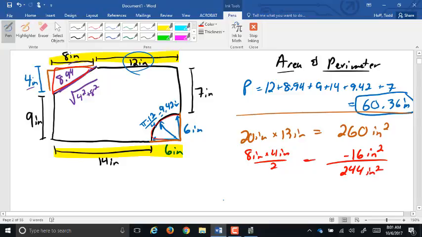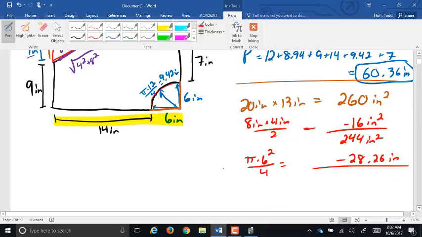And then this quarter circle here, which will be pi times 6 squared divided by 4, which is going to be 28 point what? 26? That works. So we subtract that, which is going to give us 215.74 square inches.